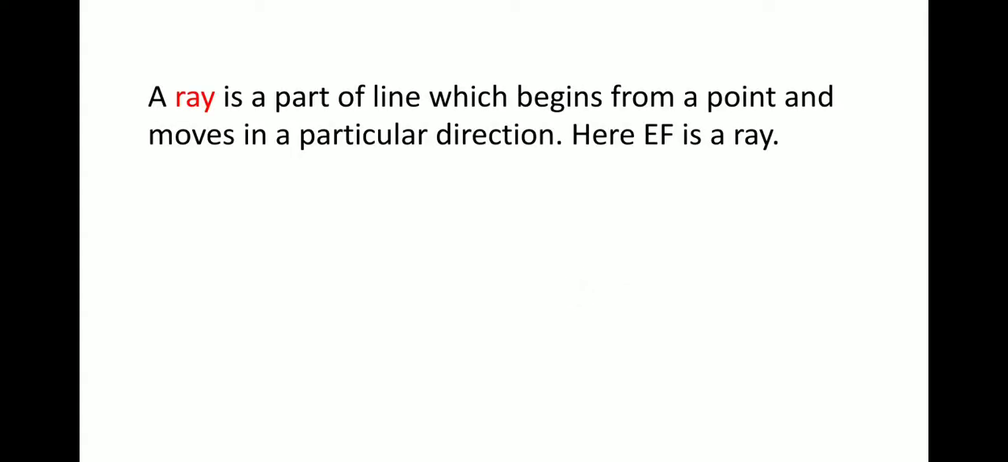Similarly, a ray is a part of line which begins from a point and moves in a particular direction. So here EF has been marked as a ray. So this is a sign of a ray, and EF moves like this. It starts from a particular point and it will go up till infinity towards this side. So that's why there is an arrowhead. So this is a ray. EF represents a ray, and whenever we need to write a ray, we have to write its name EF and a small arrow on top.